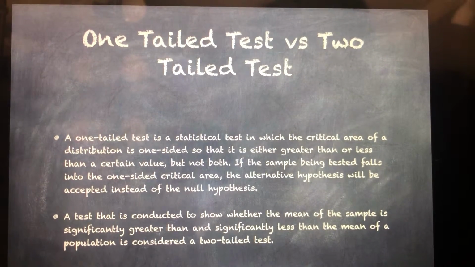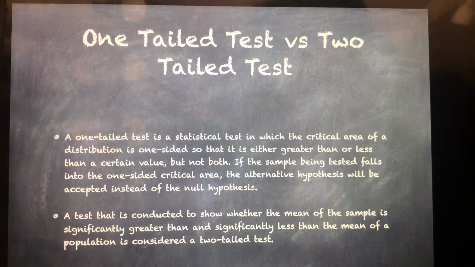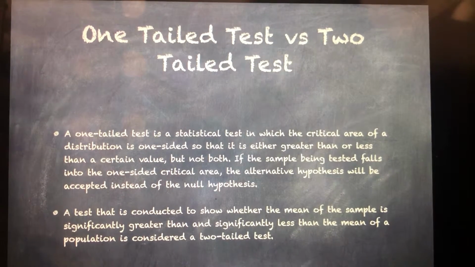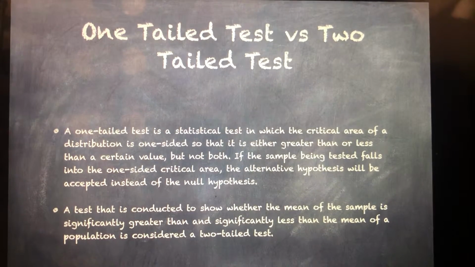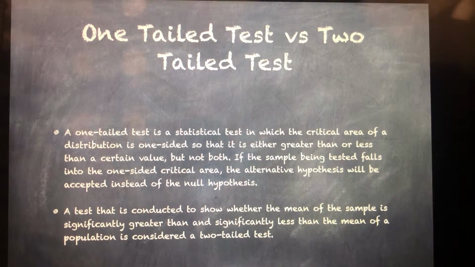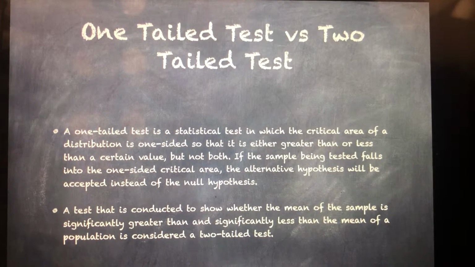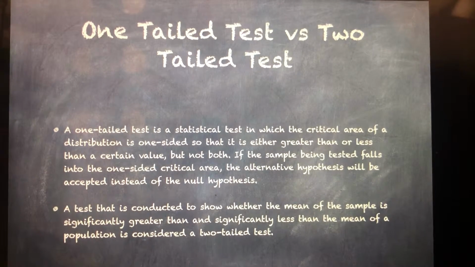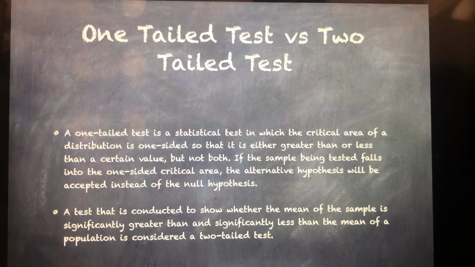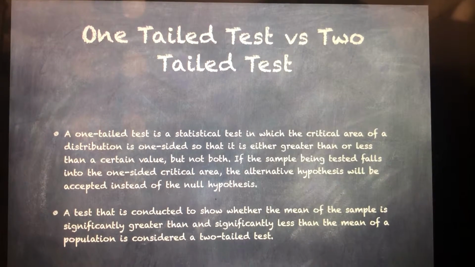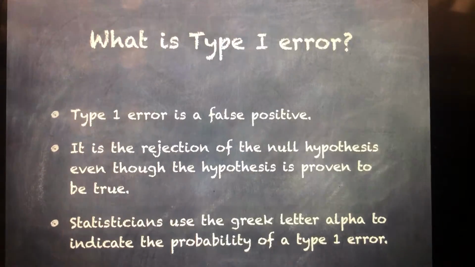If the sample being tested falls into the one-sided critical area, the alternative hypothesis will be accepted instead of the null hypothesis. A test that is conducted to show whether the mean of the sample is significantly greater than or significantly less than the mean of a population is considered a two-tailed test.